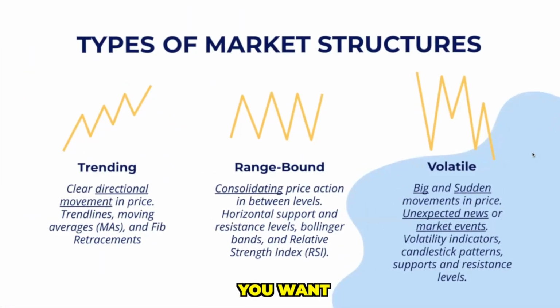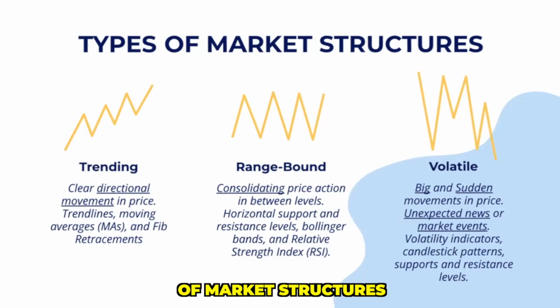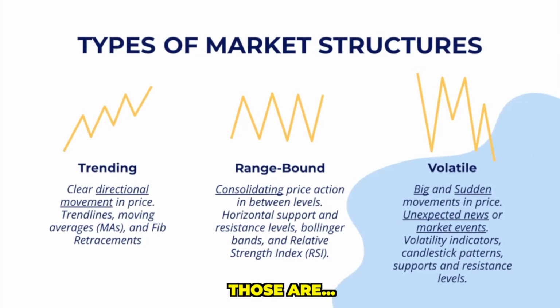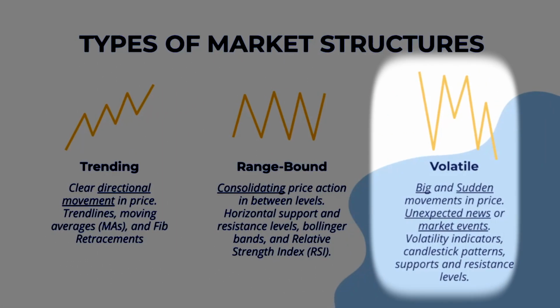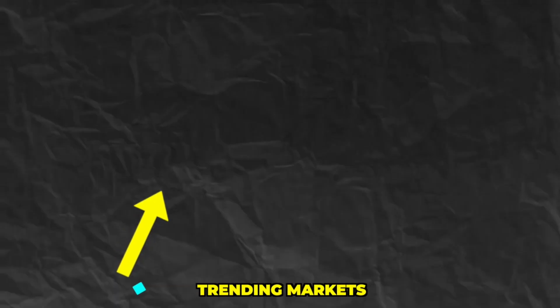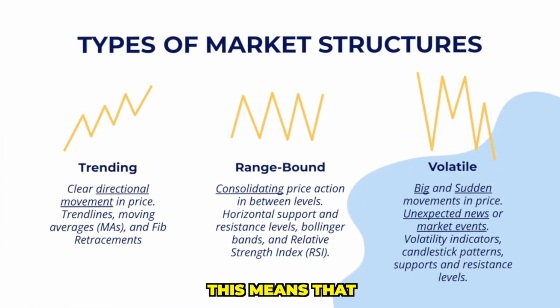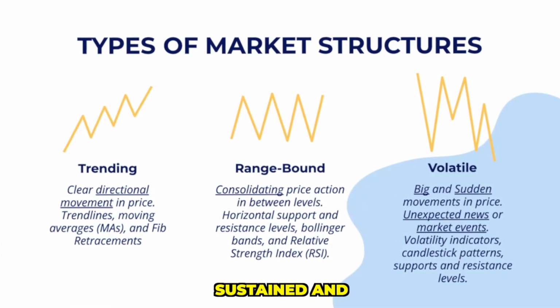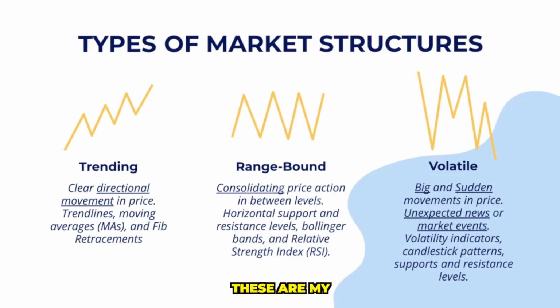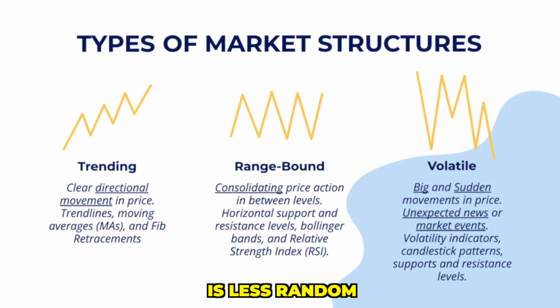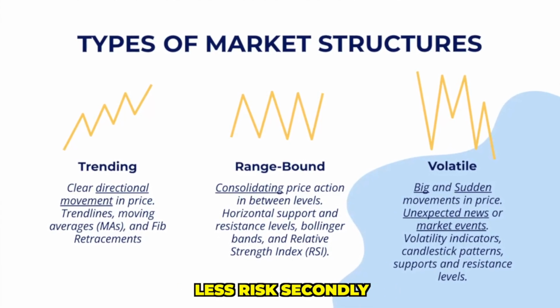So with that being said, you want to be aware of three types of market structures. Those are trending, range-bound, and volatile markets. Trending markets occur when there is a clear directional movement in price. This means that price is either moving up or down in a sustained and continuous manner. These are my favorite markets to trade because there is less random movement, meaning less risk.